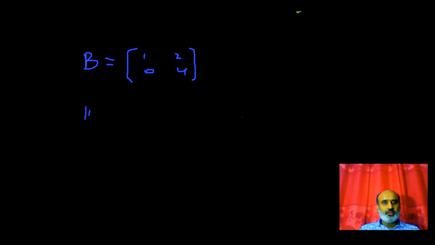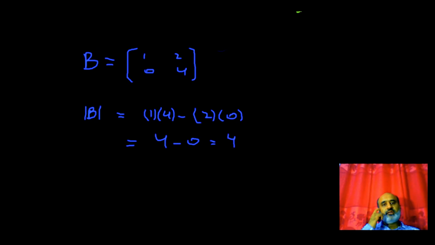So first of all, I need to find out the determinant. First of all, multiply this 1 with 4, the product of the principal diagonal, 1 times 4, and minus the product of the secondary diagonal, this is 2 times 0, and you'll be getting the answer 4. So the answer is 4 for the determinant of the matrix.